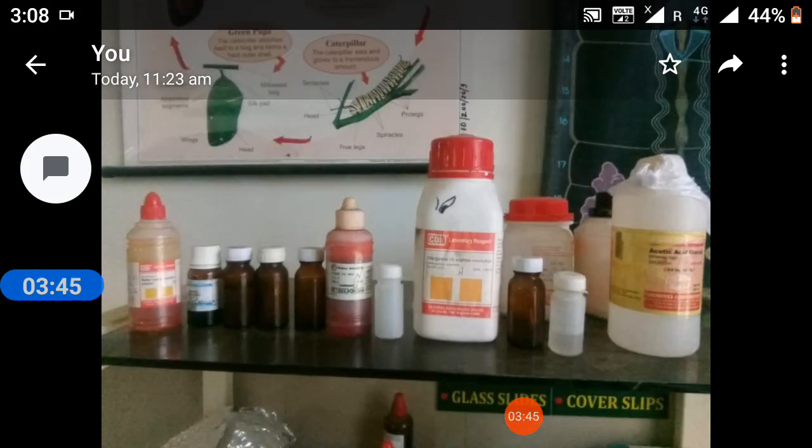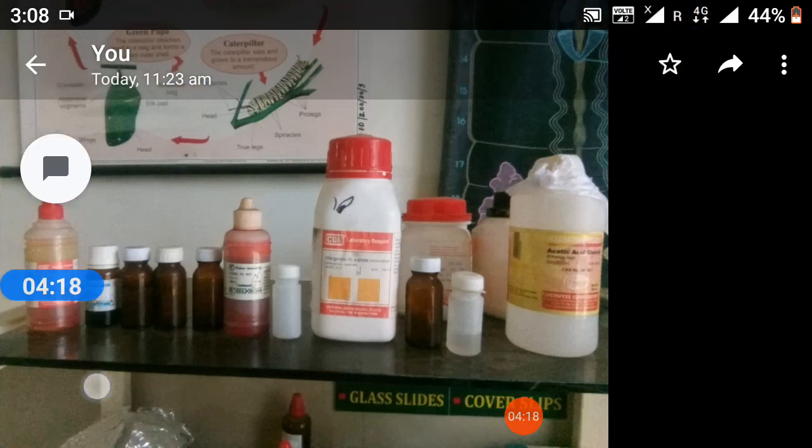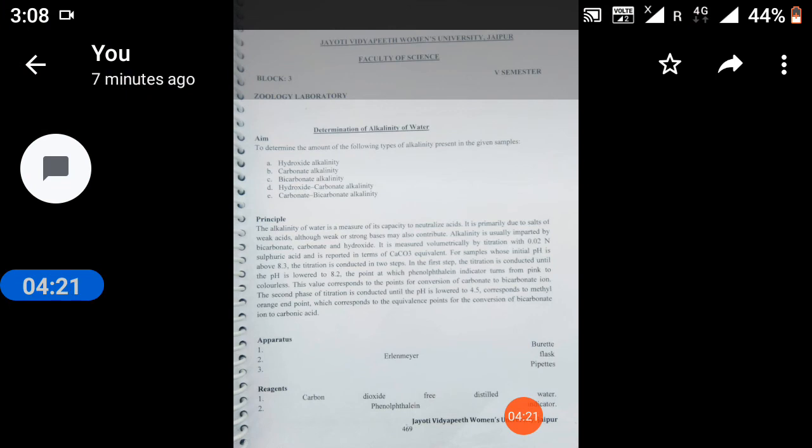Procedure: the following procedure is used in the determination of alkalinity of water. Firstly, pipette 50 ml of sample into a clean conical flask. Add 1 drop of sodium thiosulfate solution if residual chlorine is present, and next add 2 drops of phenolphthalein indicator if the pH is above 8.3. The color of the solution becomes pink.